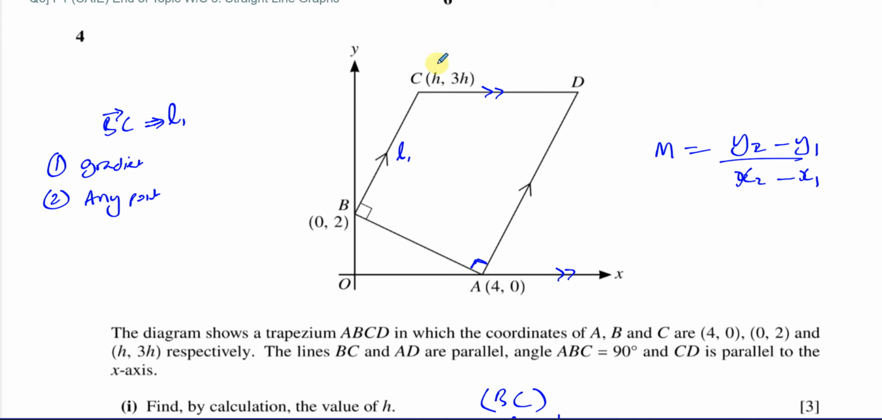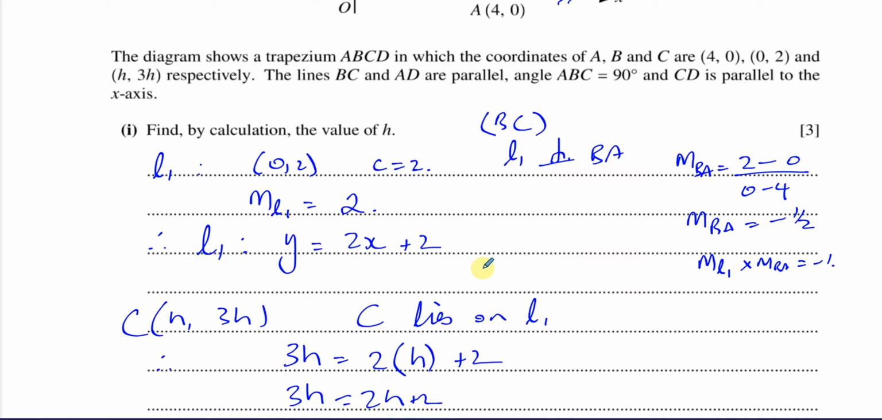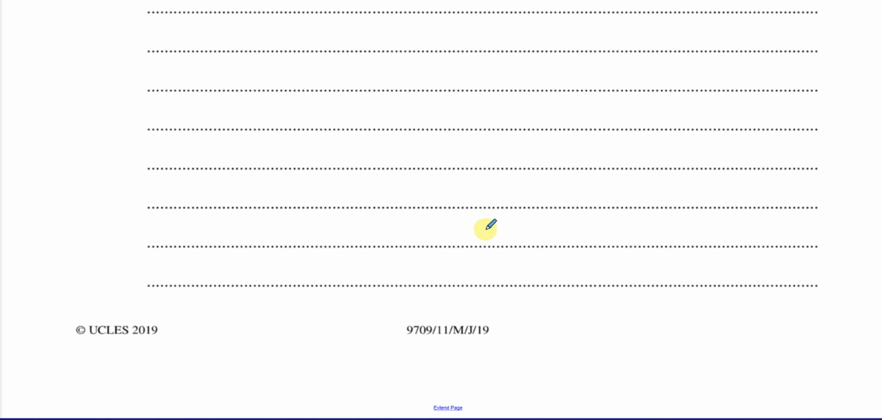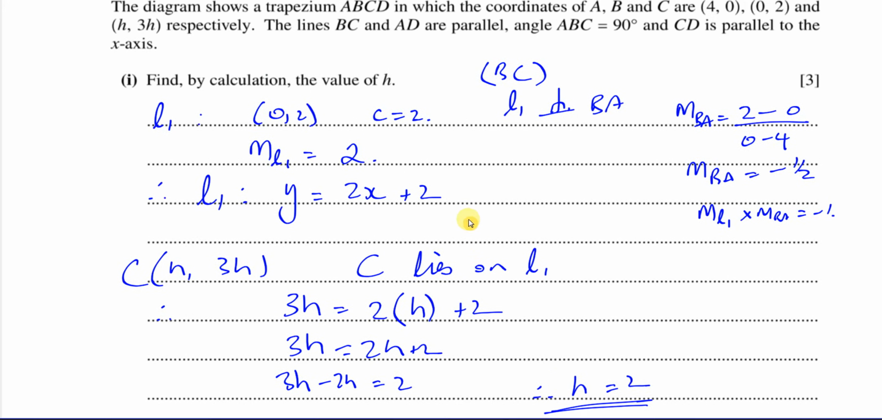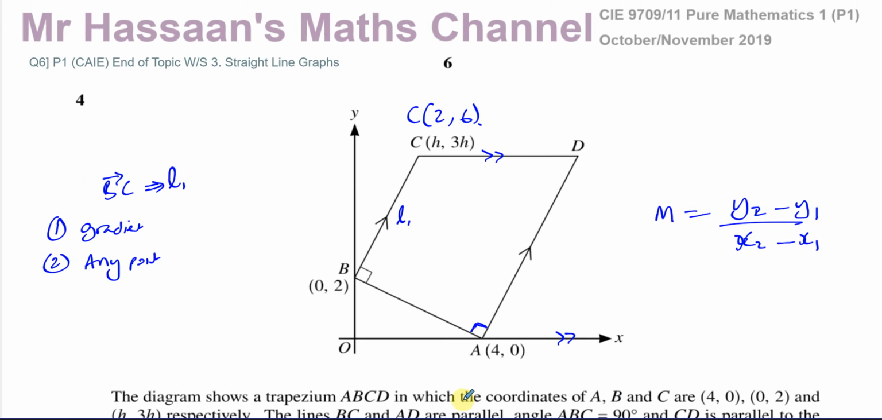C's coordinates are now (2, 6) because h is equal to 2. We can see that (2, 6) lies on this line. When I replace x with 2, I get 4 plus 2, which is 6. So 6 equals 6, that's fine. So we know that point C lies on line 1. Therefore, h is equal to 2.